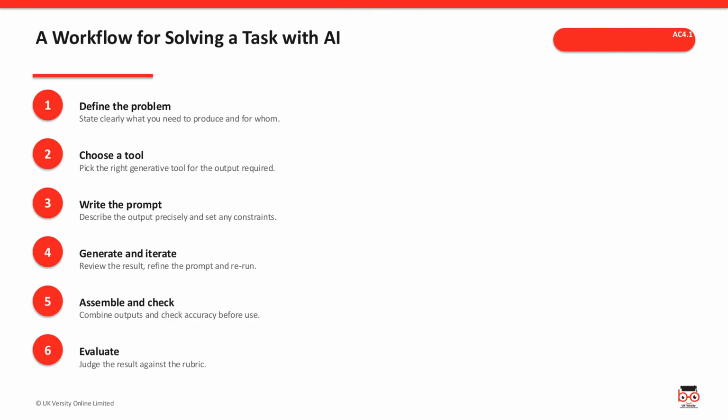It helps to follow a clear workflow rather than diving straight in. First, define the problem, stating exactly what you need and who it's for. Then choose the right tool, write a precise prompt, and generate, reviewing the result and refining the prompt as you go. Finally, assemble your outputs, check them carefully for accuracy, and evaluate the whole thing against your rubric. Those 6 steps keep you organized and stop the task sprawling.